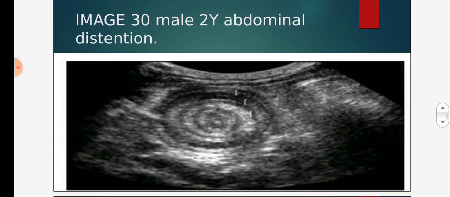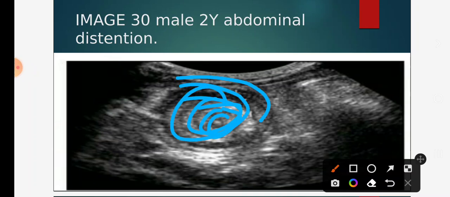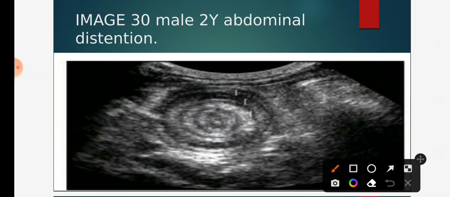diverticulitis. Image 13th, male, 2 years, abdominal distension. See the donut feature. Multiple loops inside his abdomen is commonly a feature of intussusception in the abdomen.